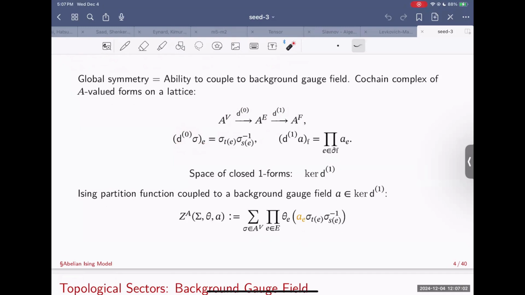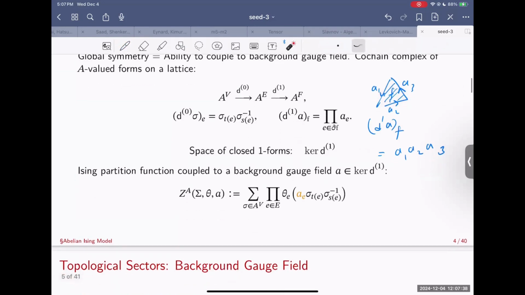For any edge E, the element of the group A that I get is the difference between the two elements at the ends of the edge. And for any one form A, I can draw something. Suppose this is a face, and I have A1, A2, A3. Then d1 A on F is just A1, A2, A3. So I pick up the values of A from the boundary of the face.